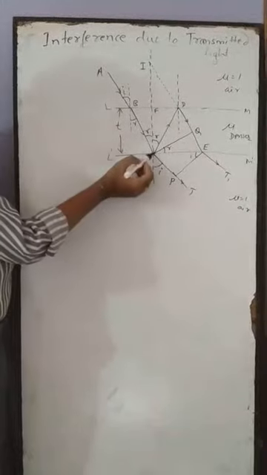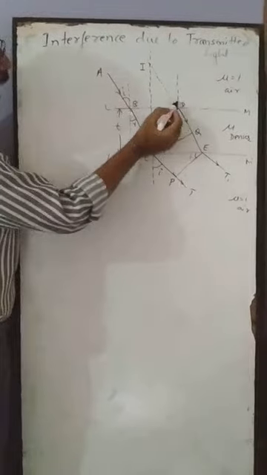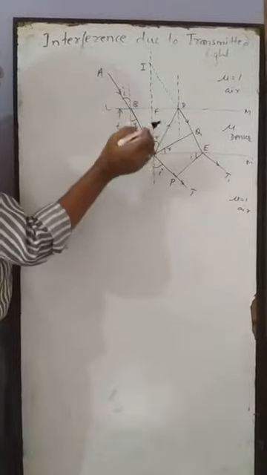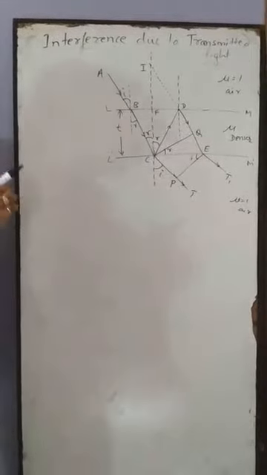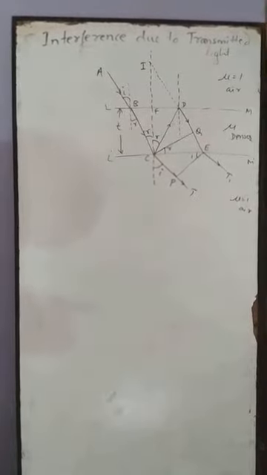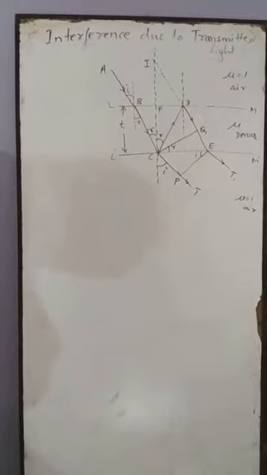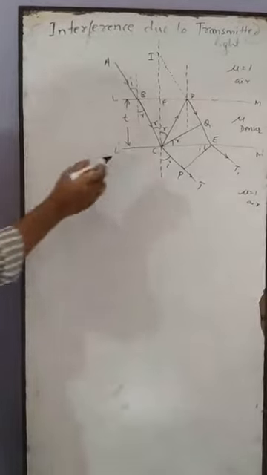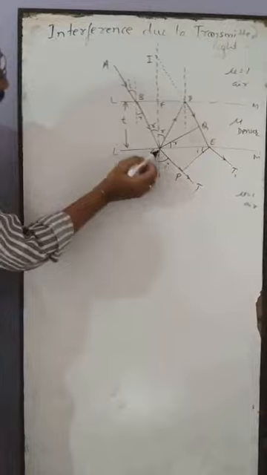So what happens here? Some part of the light is transmitted and some part of the light is reflected back. Using the triangle we find the interference due to the transmitted light. Now, the effective path difference. To find the path difference between the transmitted rays, draw normals CQ and EP. Here you see CQ is a normal and CP is a normal.